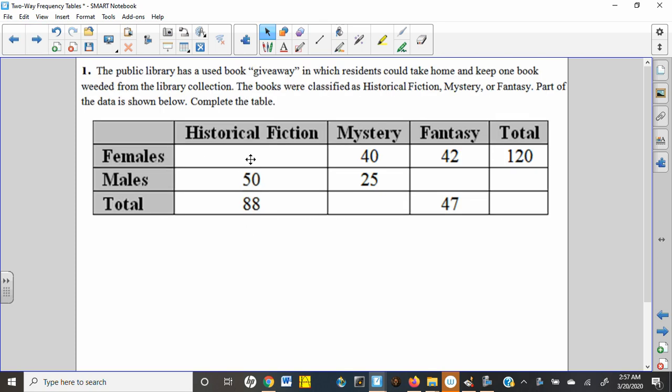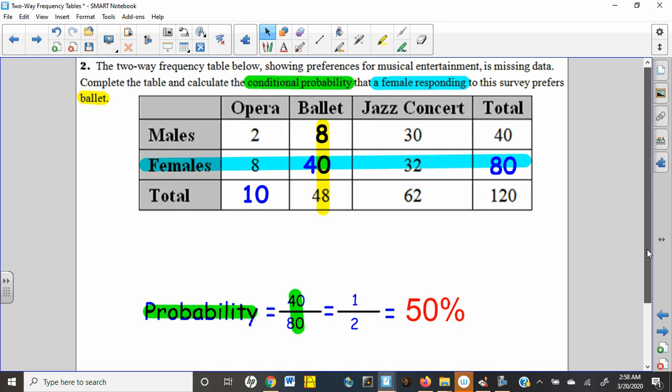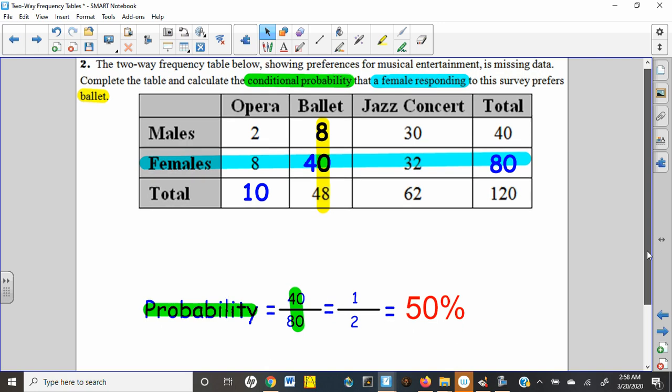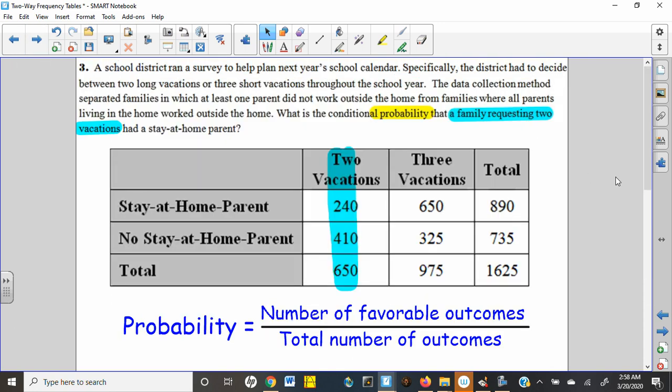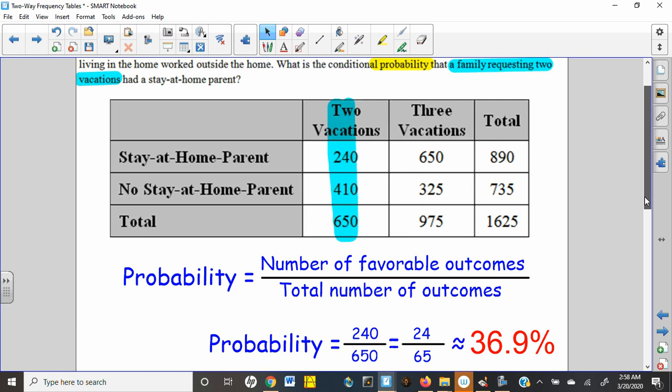Problem number one, the missing values were 38, 65, 5, 80, 200. Number two, you can see the missing values there, and then the probability. Number three, looks like we're looking at 24/65, which is about 36.9%.